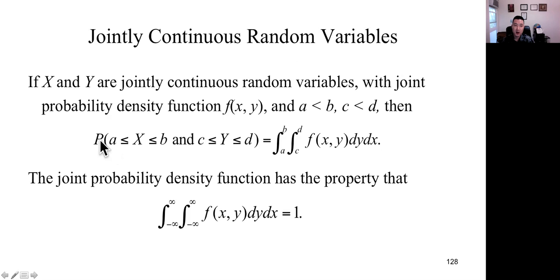The probability for x between a and b and y between c and d is equal to the integration of f(x, y) dy and then dx. Also, for all the density and mass functions, all the probabilities added together or integrated together equal 100%, as we can see from here. So this is for continuous variables.